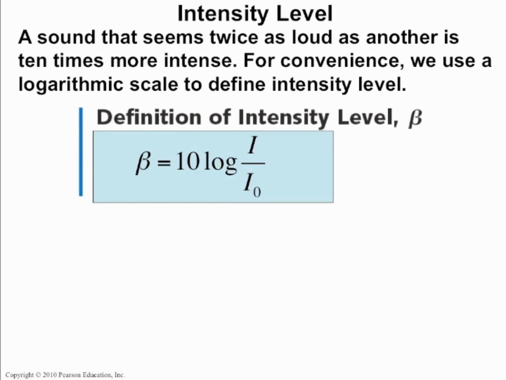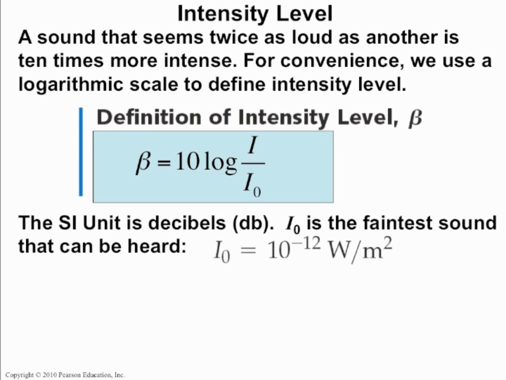So the definition of intensity level, beta, again, this is not a formula, this is just a definition, is beta equals 10 log I over I0. And I'm going to explain what this means in just a little bit. The SI unit is decibels, and actually the bel is named after Alexander Graham Bell, who did research on sound, and the decibel is just 1/10 of a bel, but it's much more common than the bel.